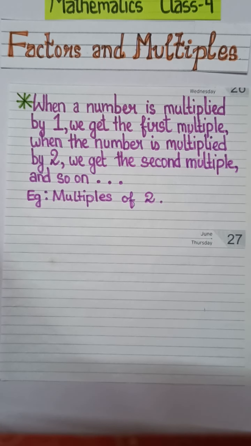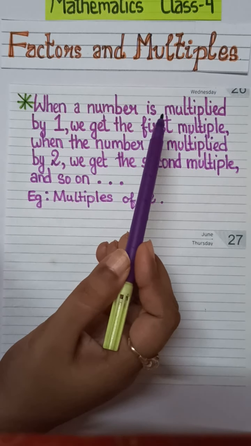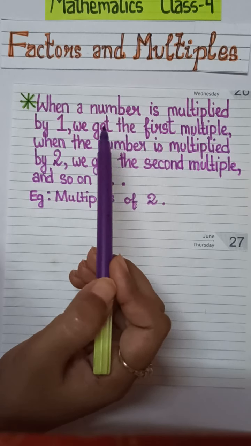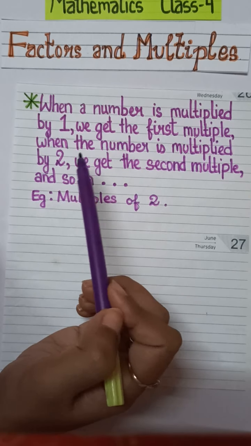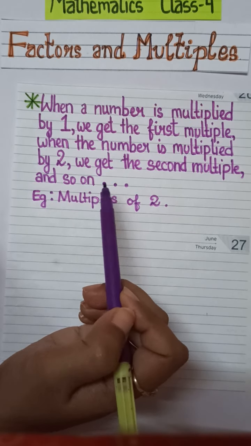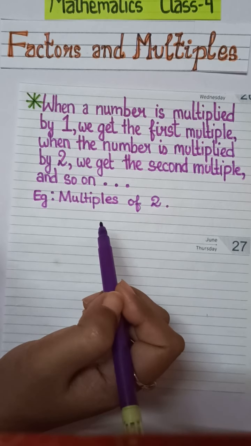The next point that we need to remember is that when a number is multiplied by 1, we get the first multiple. When the number is multiplied by 2, we get the second multiple, and so on. So, now let us find the multiples of 2.